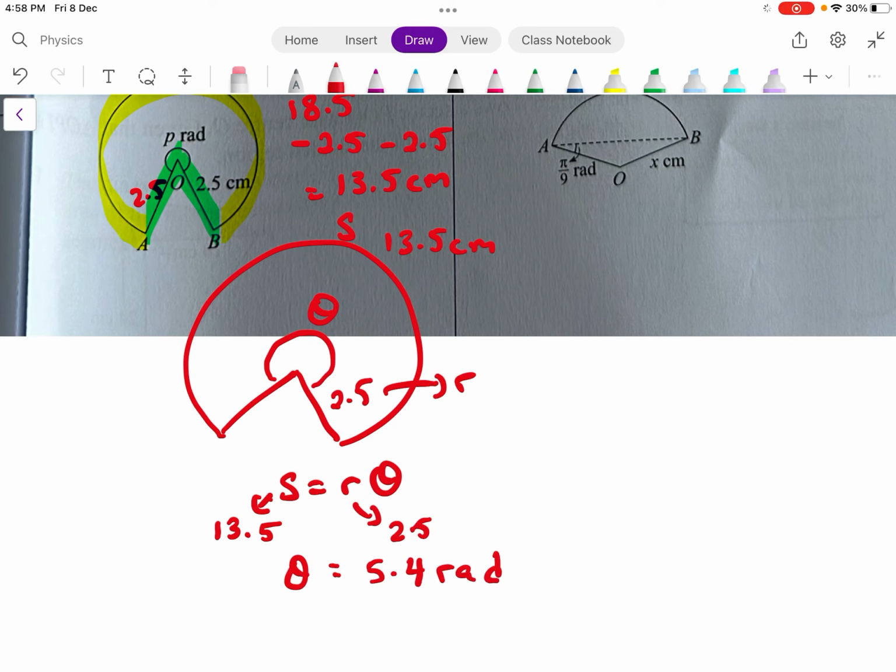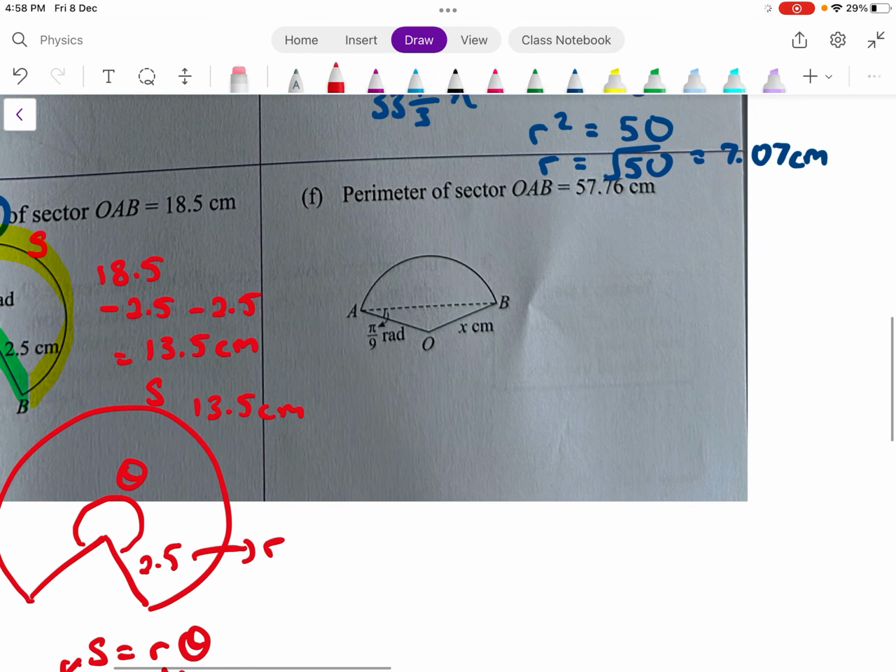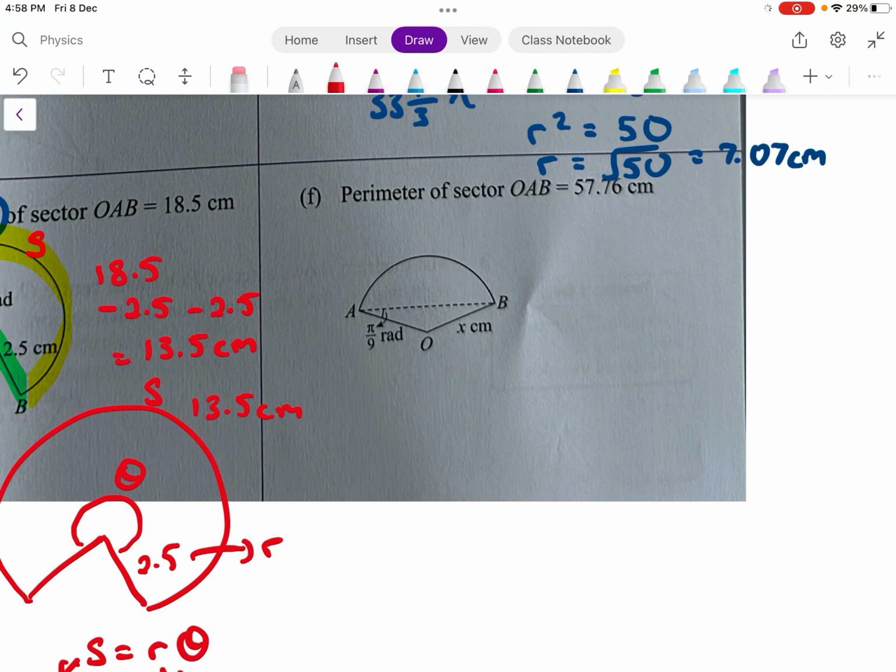So radian is just a unit, like degree. Like centimeter, meter is just a unit. Okay, so now I want you to pause the video to try out part F yourself. Alright, so I believe you have finished doing part F. So now let me go through part F.